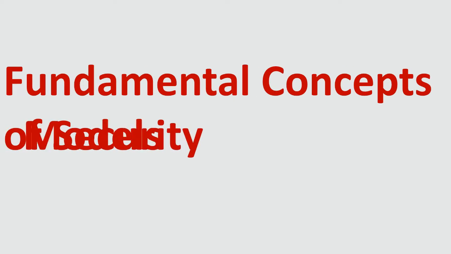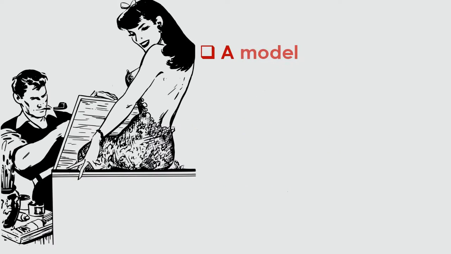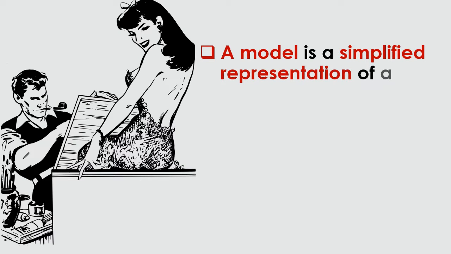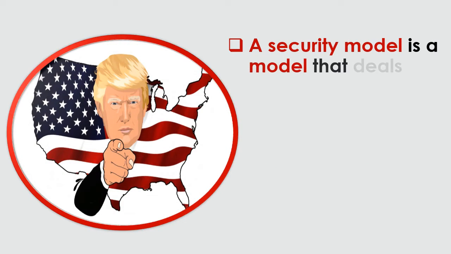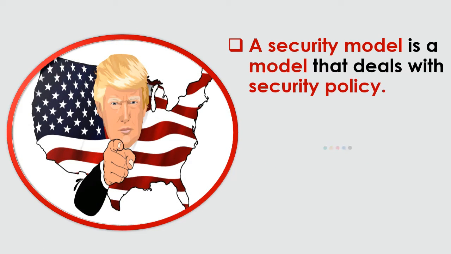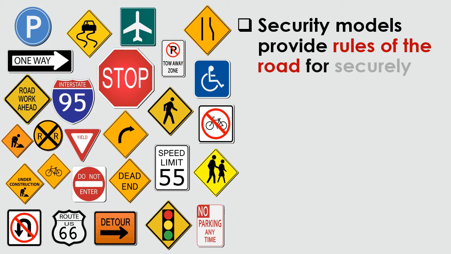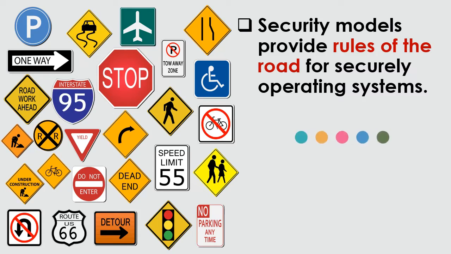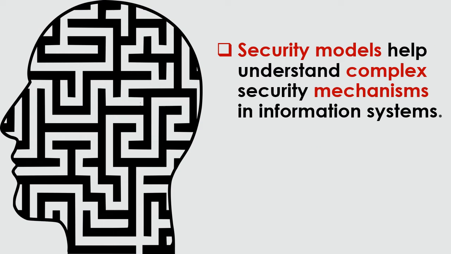Fundamental concepts of security models. A model is a simplified representation of a system to aid understanding of the real system. A security model is a model that deals with security policy. Security models provide rules of the road for securely operating systems. Security models help understand complex security mechanisms in information systems.